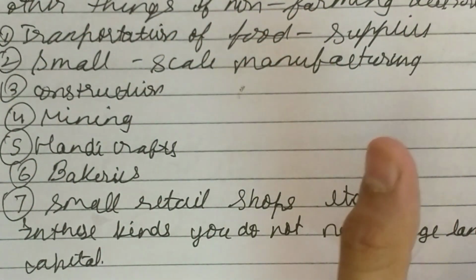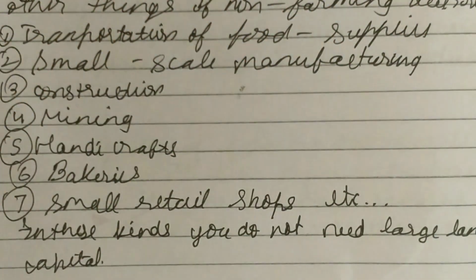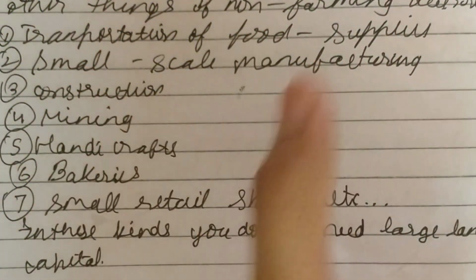So what it is, the activities that transform the products that are from the farms to usable items or usable products that we buy from the shops is called agro processing. For example, we saw the chips example, right?